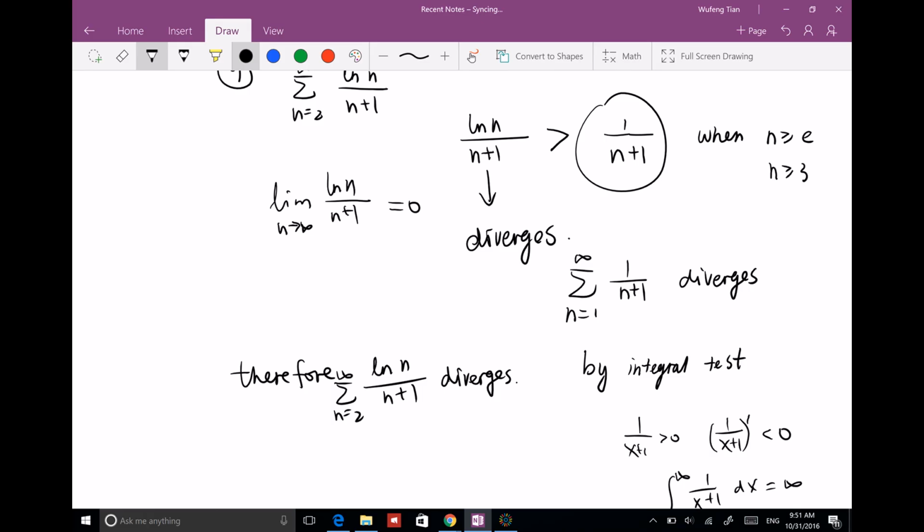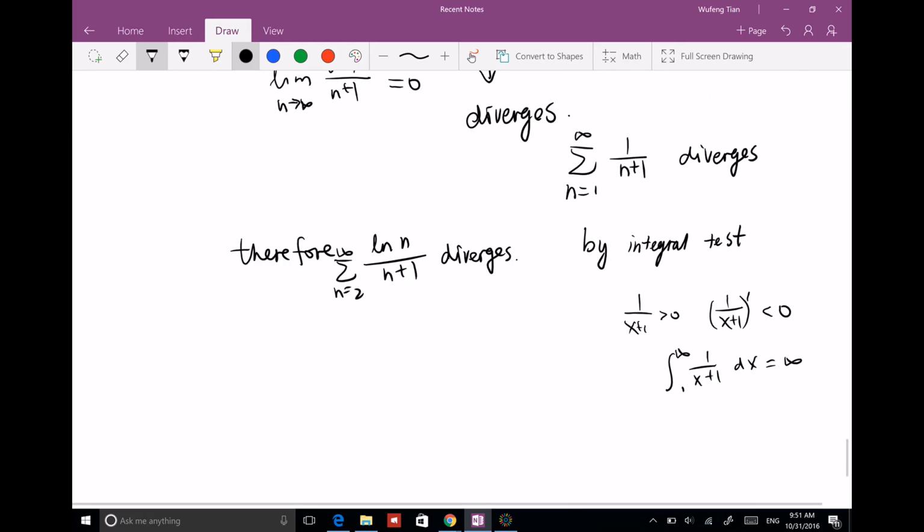Okay. So the key point is, first you guess if the series diverges or converges. If you guess it diverges, you find a smaller one that diverges. If it converges, you find a bigger one that converges. Okay, so that's kind of the whole point. It helps you to make the comparison test.